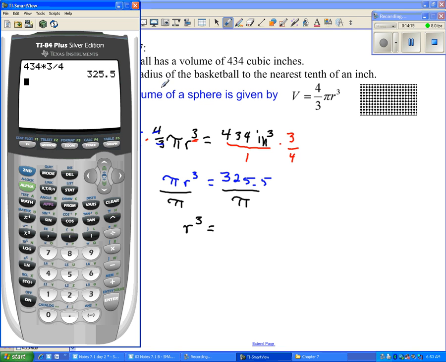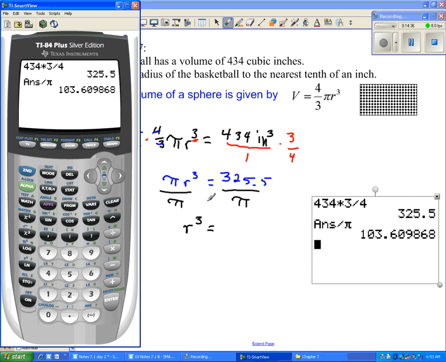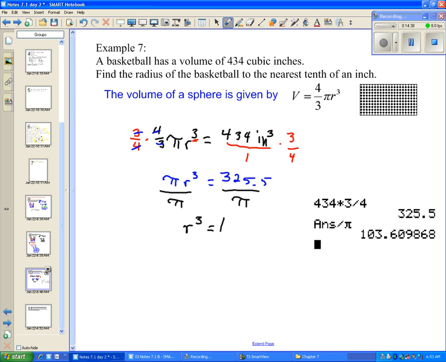So I'm going to take the answer that I have, 325.5, and divide it by second caret to get pi. And I get 103.60986 and so on. That's what I'm coming up with as my answer. Now here I'm going to write 103.61, rounded to 2 decimal places. But in my calculator, I'm still going to use the entire number. Granted, here I'm approximating, but I'm still going to use as much as the calculator gives me. I'm not going to round to 0.61. Always round at the end.